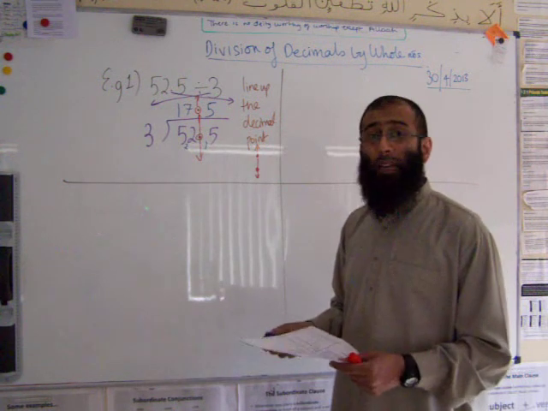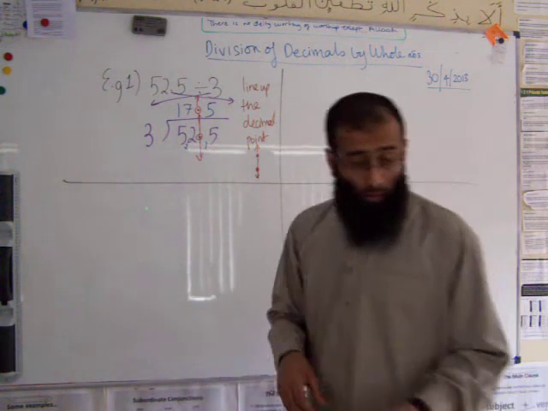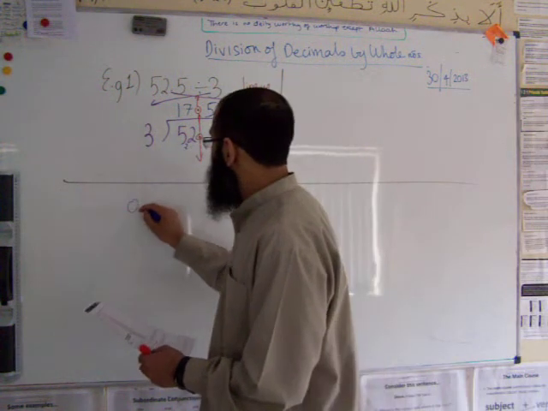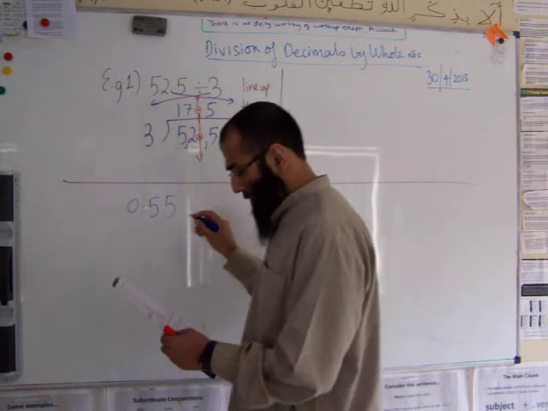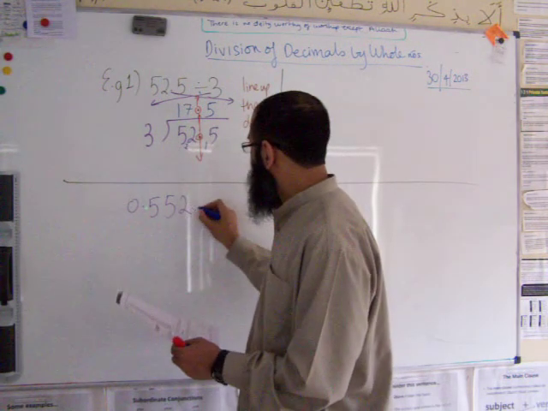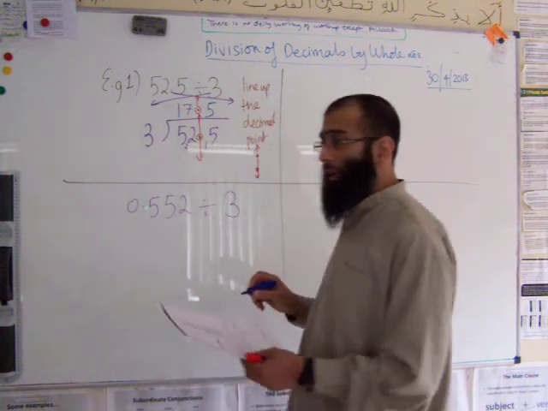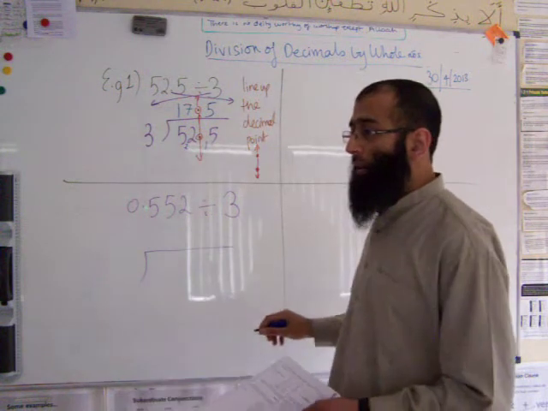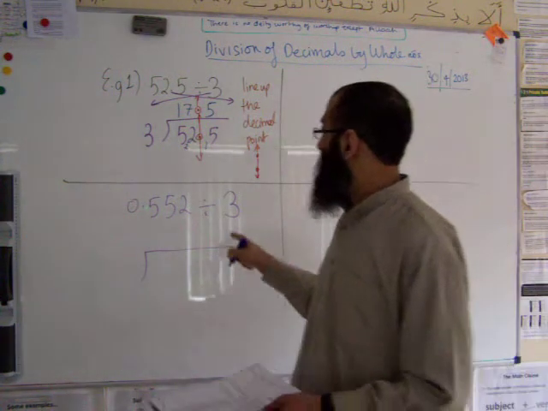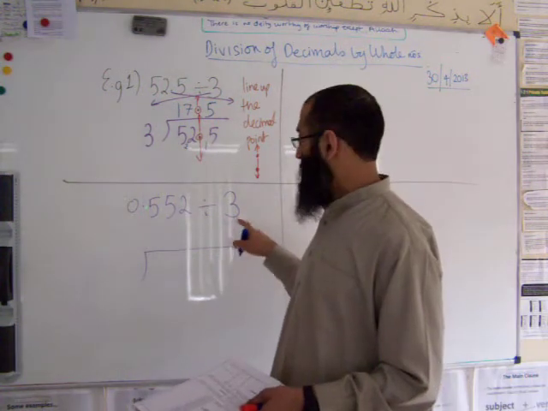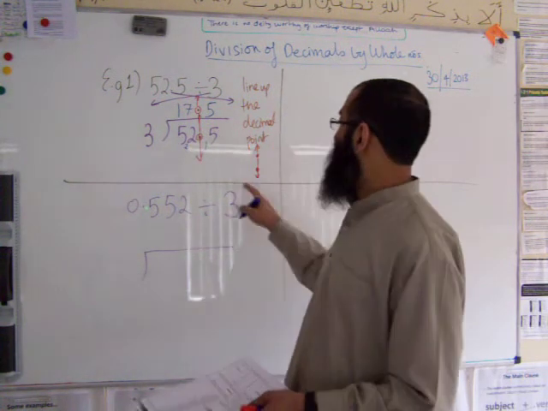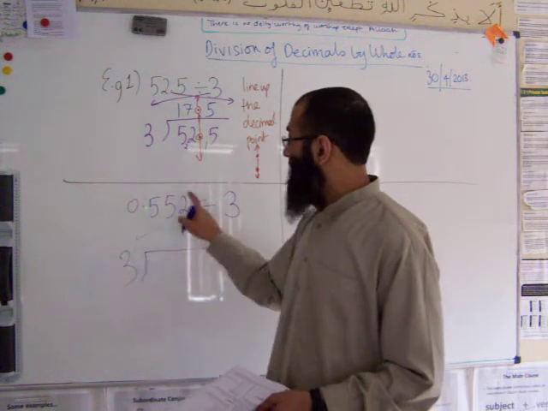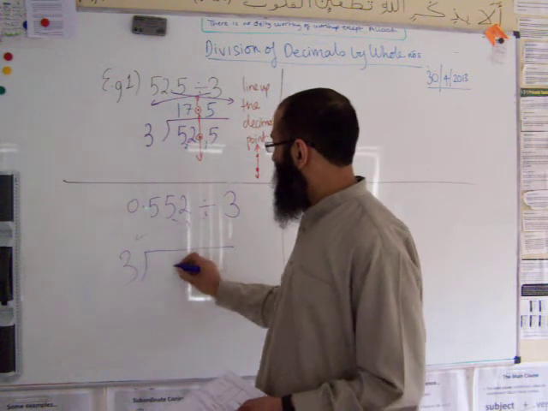Let's do one or two more examples. Okay. We have 0.552 divided by 3. Okay. So the number that we're dividing by, the second number, does it go second or does it go first? It always goes first. This part here will always go at the front. The second number that we're dividing by goes at the front. The first number will have to go second.